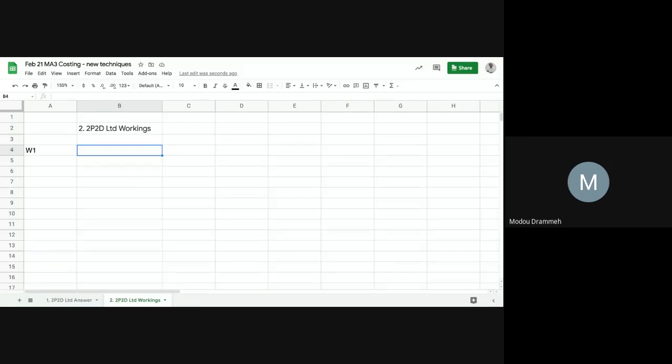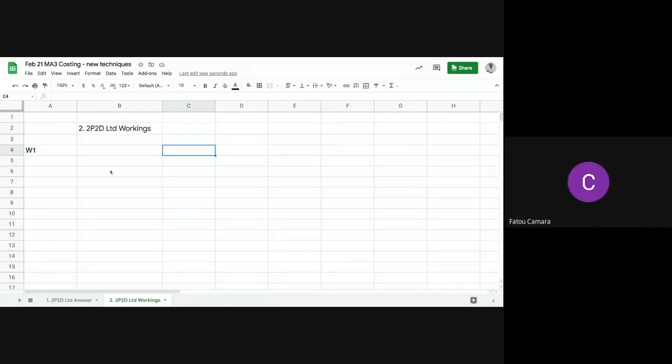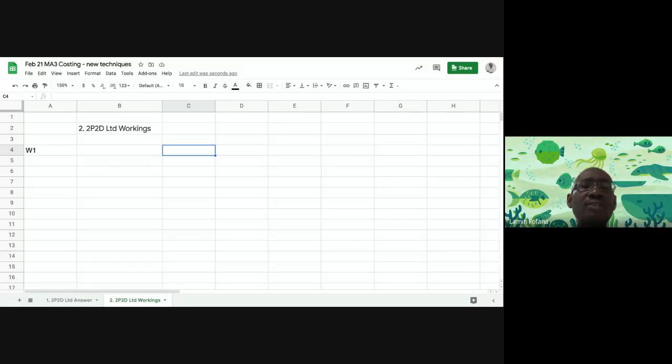Budgeted overhead over budgeted activity level. So in this case, let's put it into context. It's going to be budgeted overheads over budgeted total labor hours for each department. So we're going to calculate two OARs, one for each department, Department X and Department Y. Is that clear?